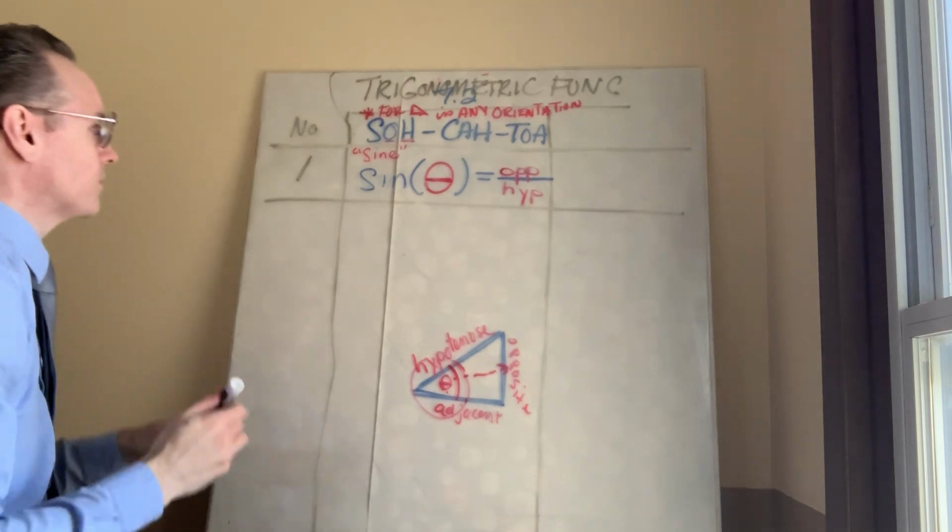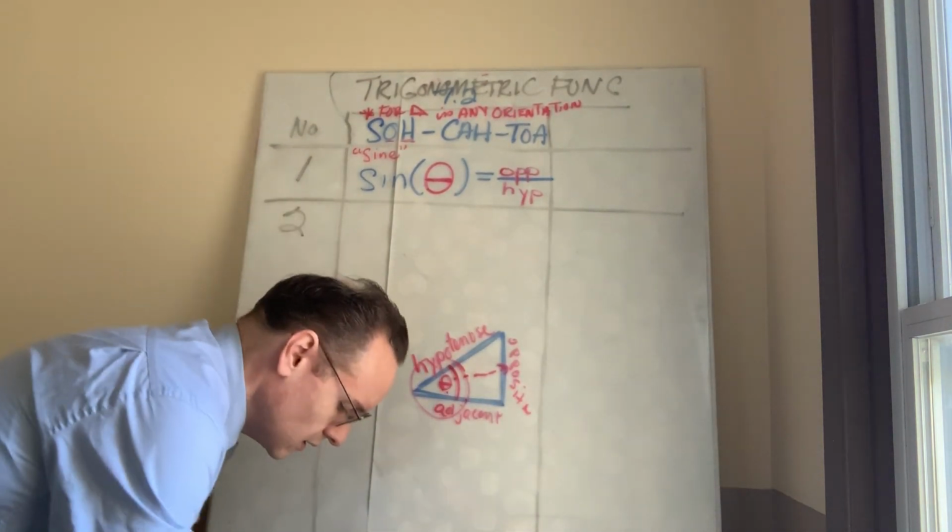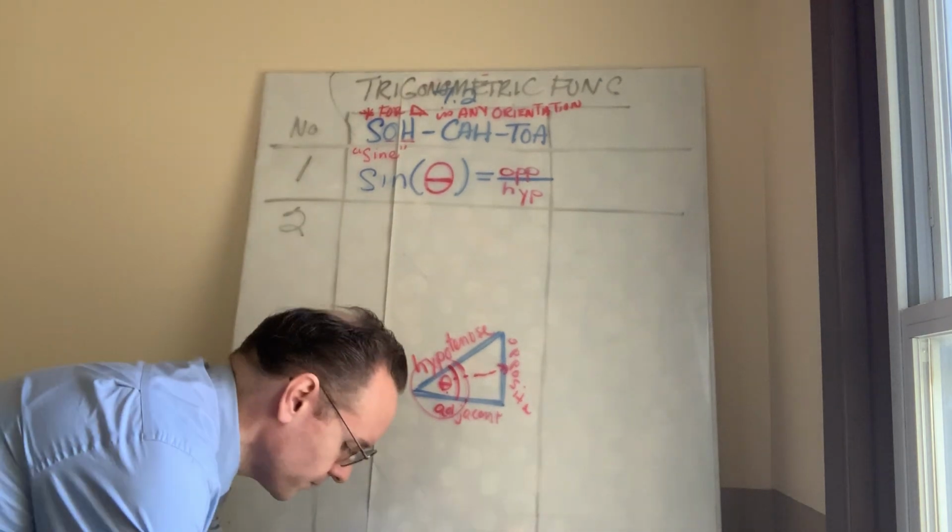Then the next one, trig function number 2 is cosine.